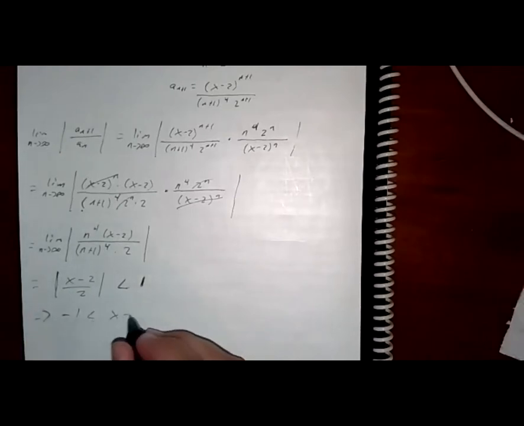So remove the absolute values and you're gonna get -1 less than (x minus 2) over 2 less than 1. Multiplying by 2 everywhere gives you -2 less than x minus 2 less than 2. Add 2 everywhere and you get 0 less than x less than 4. So this is the interval, but we need to test the 0 and the 4 because I need to decide, do I put an equal to or leave it as less than?